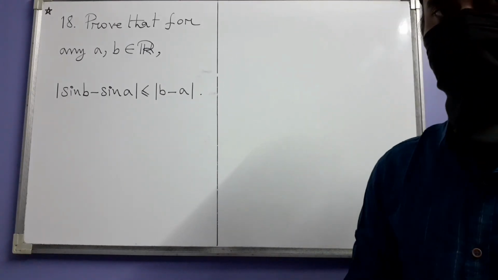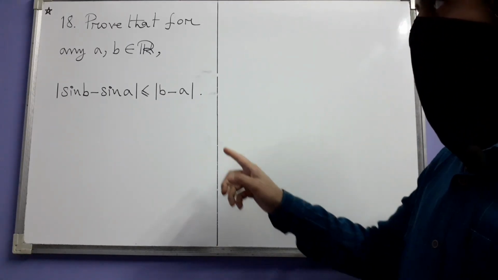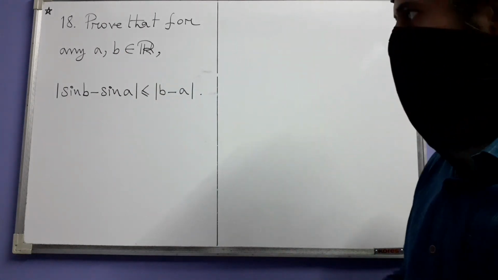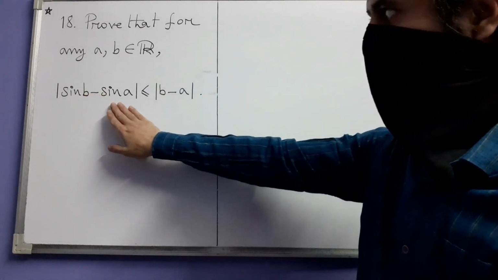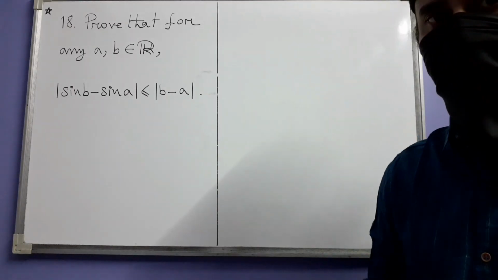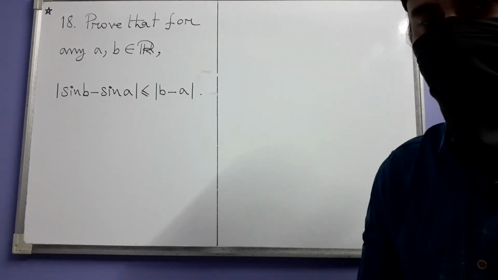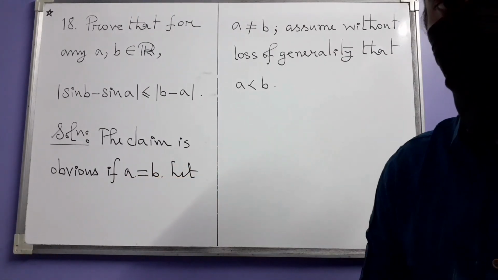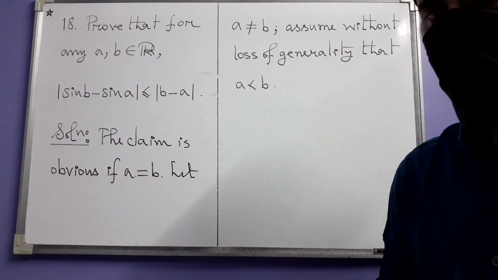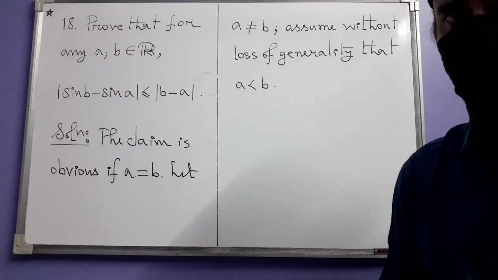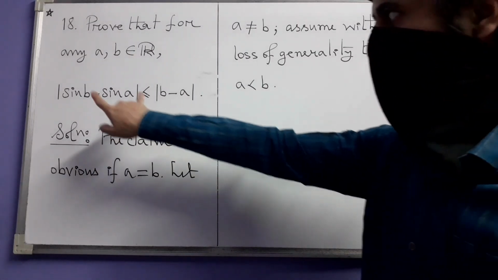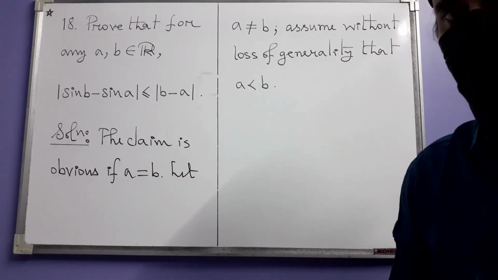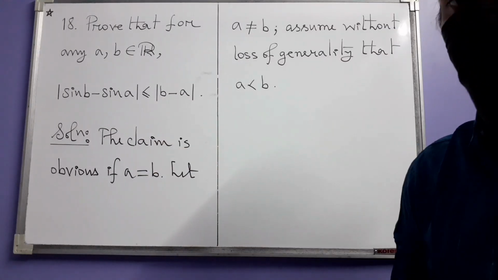Let's see another one, number 18, where we have to prove that for any two real numbers a and b, not necessarily distinct, the absolute value of sin b minus sin a is less than or equal to the absolute value of b minus a. Solution: the claim is obvious if a is equal to b. Since it's not given that a and b have to be different, they can be equal also. And in this case, this side as well as this side are both equal to 0.